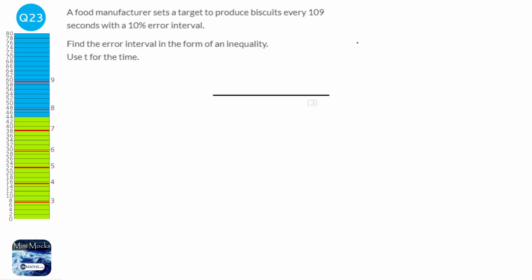First thing we need to do is find out what 10% of the 109 is. So we're just going to multiply by 0.1.